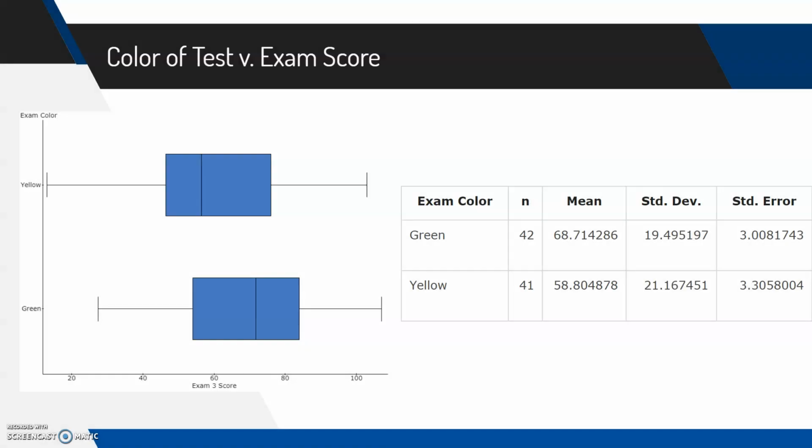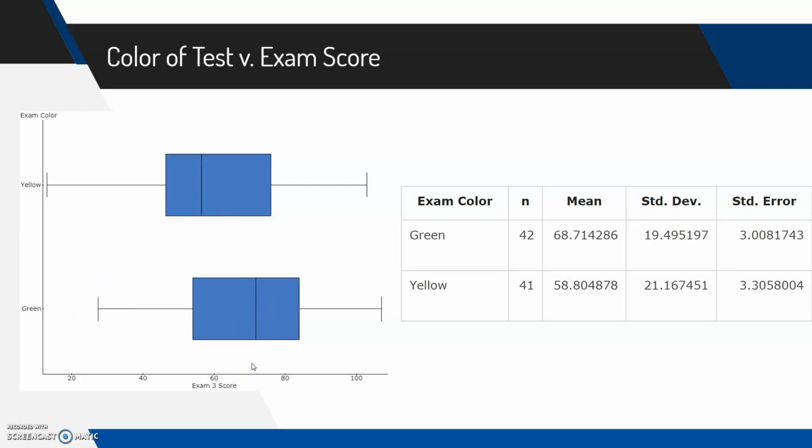So the first relationship I explored was the color of the test versus exam score, because usually I have two versions, and this time I didn't. I had the same test, just in different colors. And I tried to do that random assignment-ish when I was giving out the tests. You can see here I did a box plot to investigate this relationship. In the box plot, we can see the median for the yellow test was under 60, while the median for the green test was over 70. So there's already a big difference in the medians.